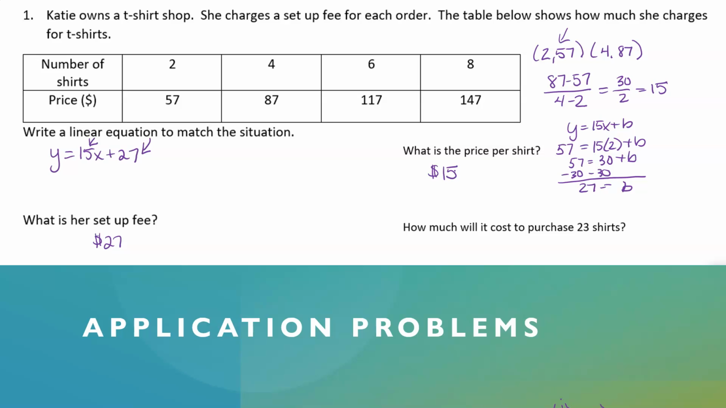The next question says, how much will it cost to purchase 23 shirts? Well, I'm going to take that equation and put in 23 for my x, or my number of shirts. I'm going to add that one-time setup fee back on there. So 15 times 23 is 345 bucks, plus 27 is $372 total. That includes the shirts and the one-time setup fee.